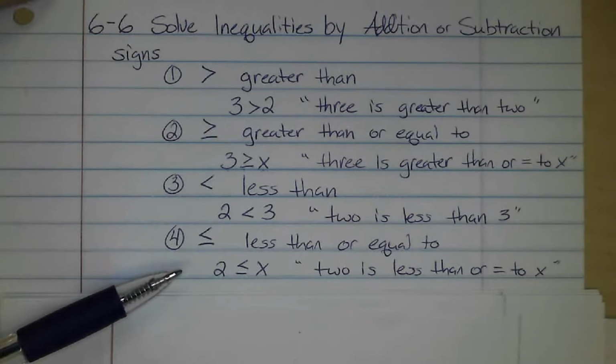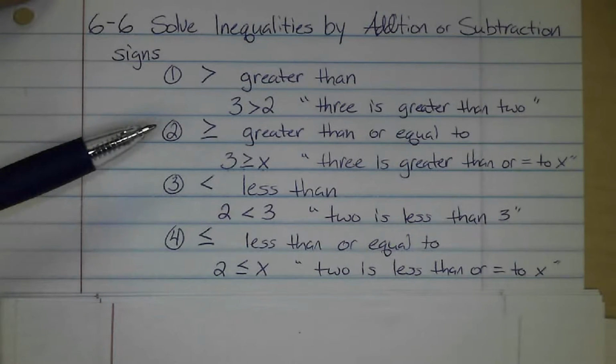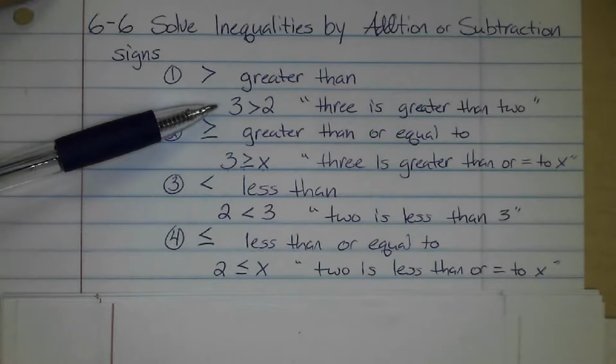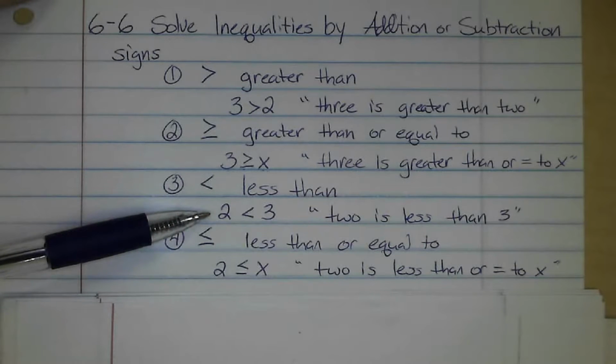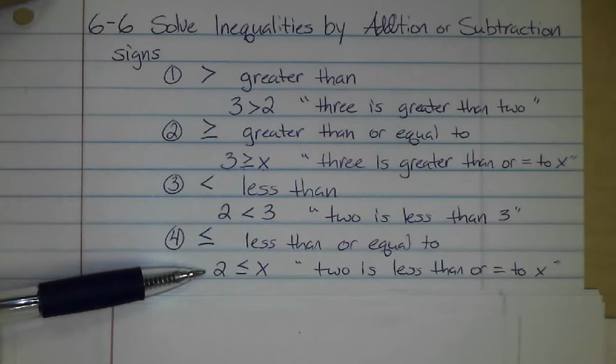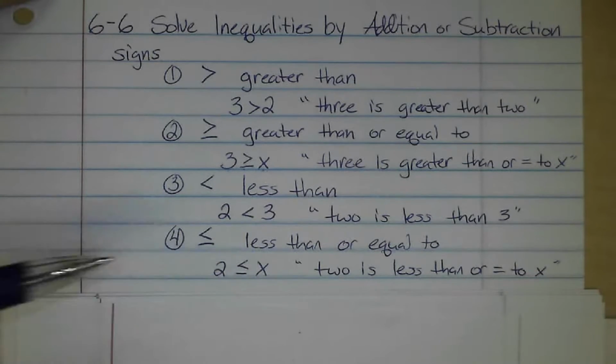Another thing I want you to notice is when we read these, we read them from left to right, just like an English sentence, word, or book. 3 is greater than 2. 3 is greater than or equal to x. 2 is less than 3. 2 less than or equal to x. Left to right.